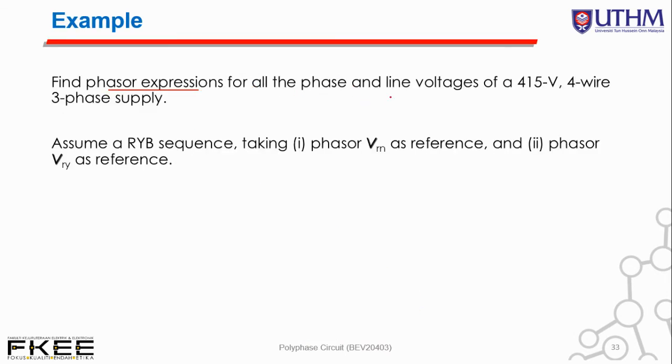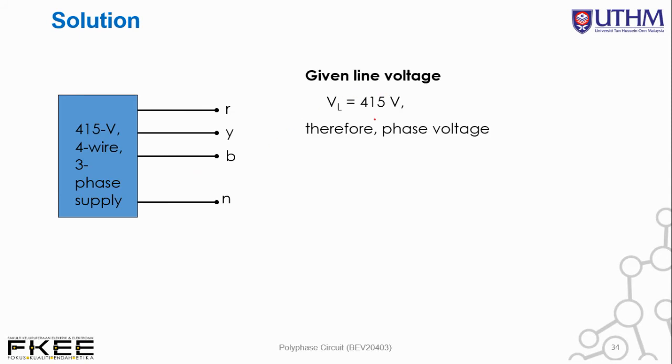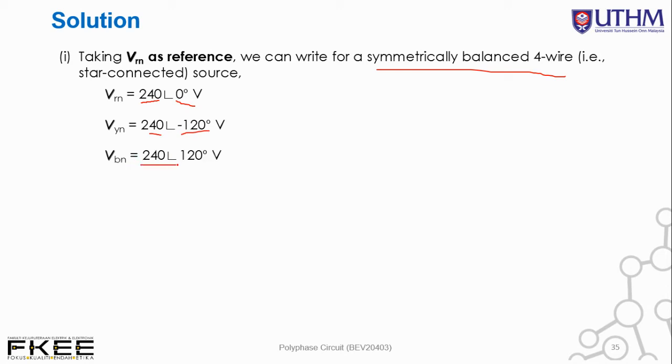Next question: find the phasor expressions for all phase and line voltages of a 415 volt 4 wire 3 phase supply, assume an RYB sequence, taking first phasor VRN as reference and second phasor VRY as reference. So this is the solution. Given the line voltage is 415 volts, therefore the phase voltage is 240. Change the value: instead of VL, now we have V phase. Taking VRN as reference, we can write for a symmetrical balanced 4 wire star connected system: VRN is 240 at 0, and then the second one 240 at minus 120.